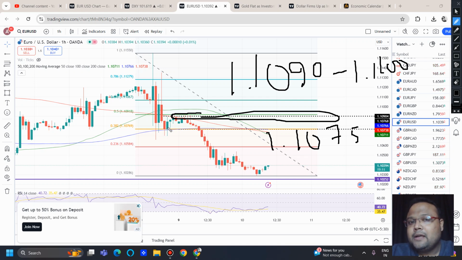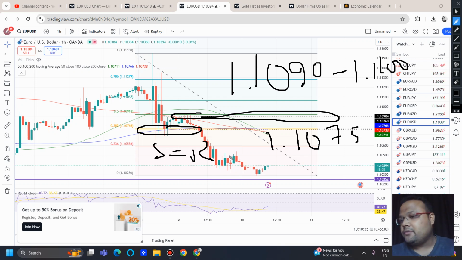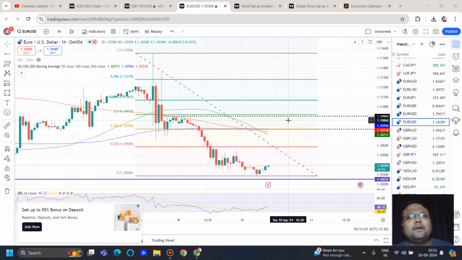Plus, you can see the previous support will be working as resistance. So these are the two best levels on the chart of Euro USD, where as a day trader you can look for a sell position. But you must be thinking right now, Avilash, the volume is so low, chances of market going to those levels are a little less. Yes, you are right.